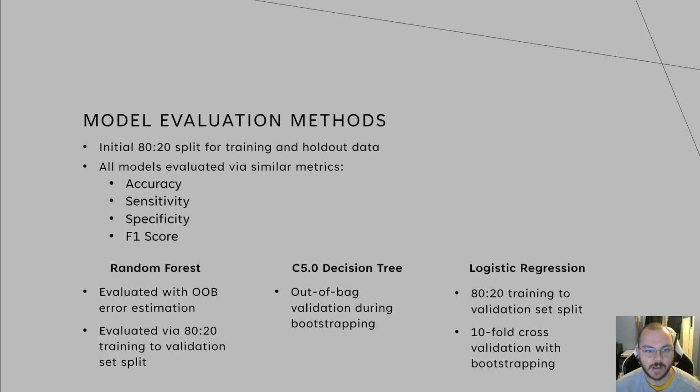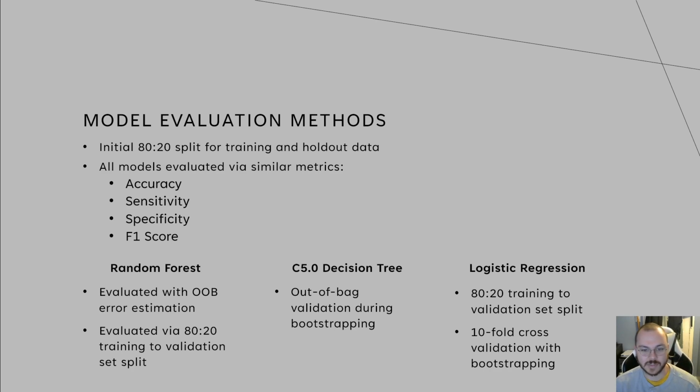Let's discuss how I evaluated the models. I created an initial 80-20 split for training data and a holdout data set, and then every model was evaluated via accuracy, sensitivity, specificity, and their F1 scores. The random forest model was evaluated using its out-of-bag error estimation and via an 80-20 training validation set split, which I then turned into a confusion matrix and evaluated the model that way.